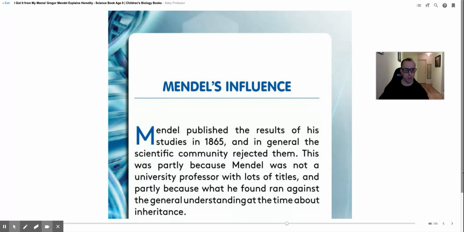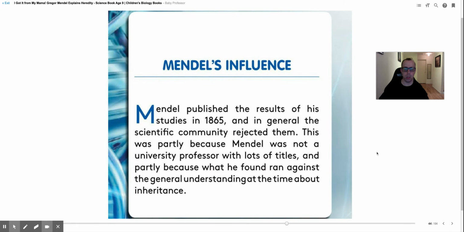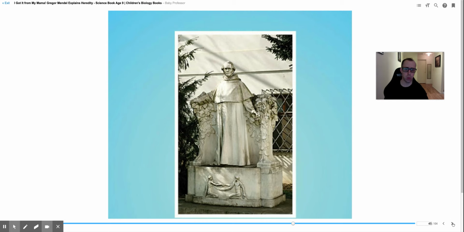Mendel's influence. Mendel published the results of his studies in 1865, and in general the scientific community rejected them. This was partly because Mendel was not a university professor with lots of titles, and partly because what he found ran against the general understanding at the time about inheritance. So he was revolutionary because he went against common thoughts. And because of that, and because he was not a college professor, he was a monk, he was not respected. His research was not as respected.